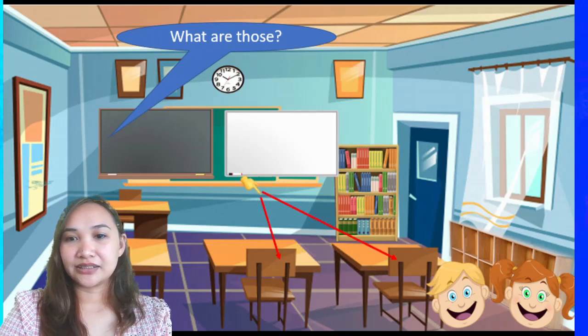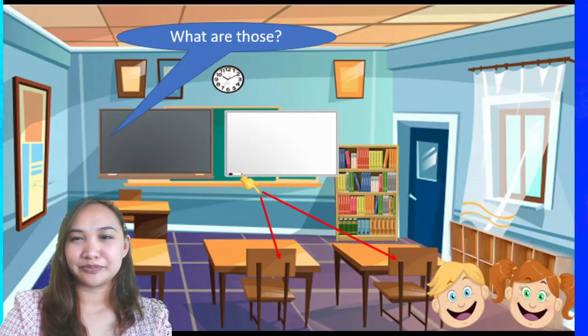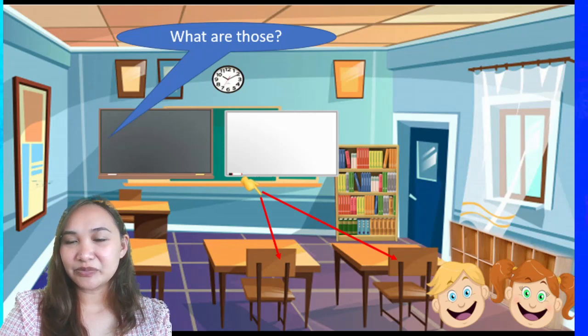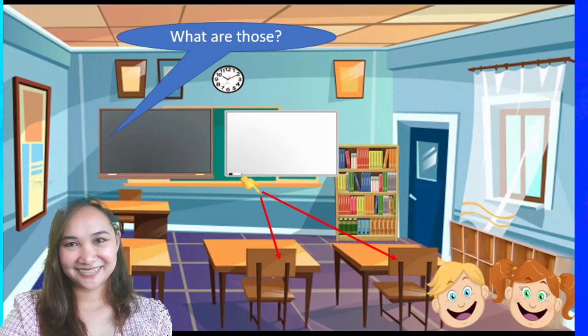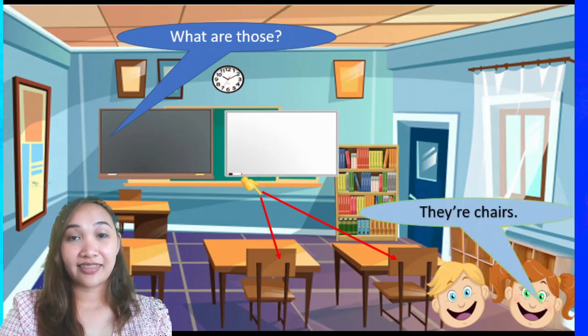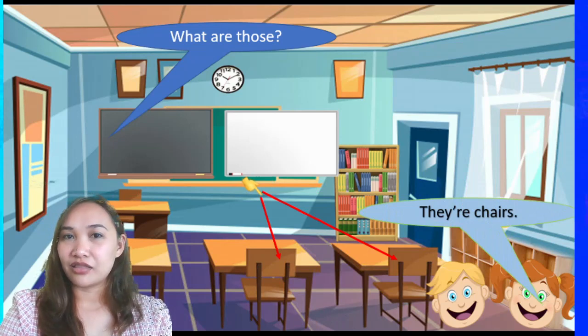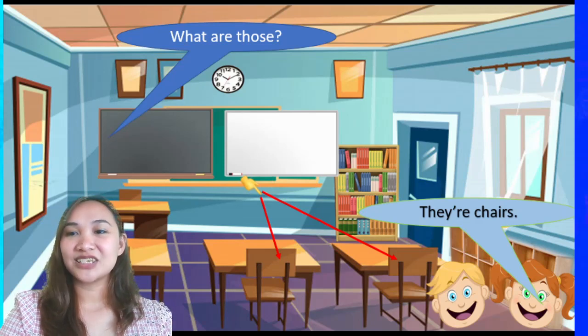Okay, another one. All right, so the hand appears again and is pointing to the two objects. And what are those? What are those? Okay, very smart. They're chairs. They're chairs. Okay, or they are chairs. Very good.